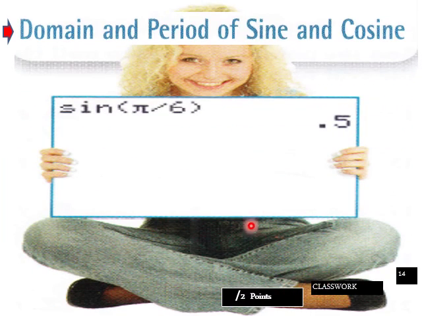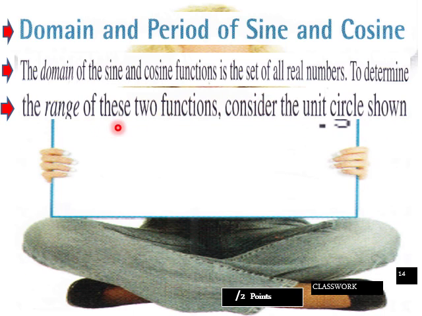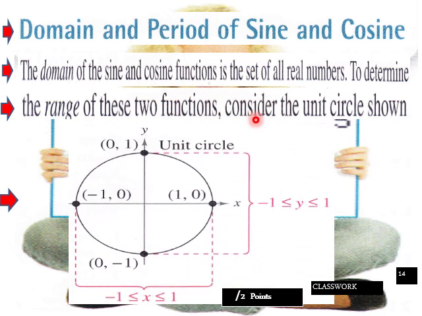So moving on to page 14, domain and period of sine and cosine. The domain of the sine and cosine is a set of all real numbers. To determine the range of these two functions, consider the unit circle shown here. So here again is our unit circle. We have -1 is less than or equal to y, and y is less than or equal to 1. So here's your range here.